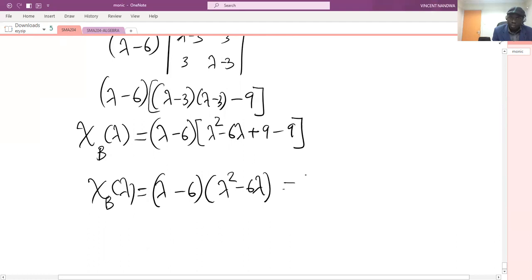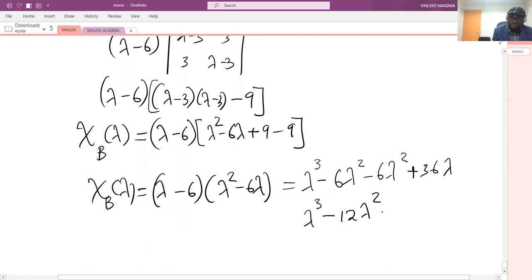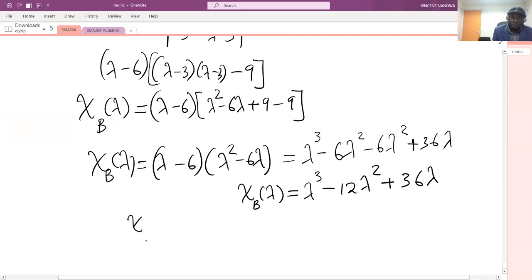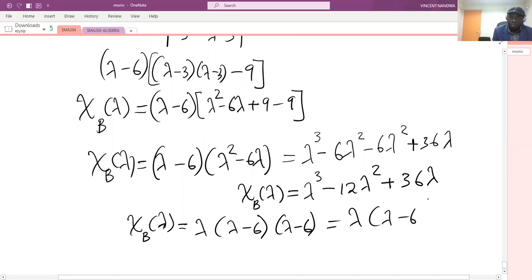So this can be written as lambda cubed minus 6 lambda squared minus 6 lambda squared plus 36 lambda, which is lambda cubed minus 12 lambda squared plus 36 lambda. So this is a characteristic polynomial, or you can write it as a characteristic polynomial of this matrix B is lambda into lambda minus 6, lambda minus 6, which is the same as lambda into lambda minus 6 squared.